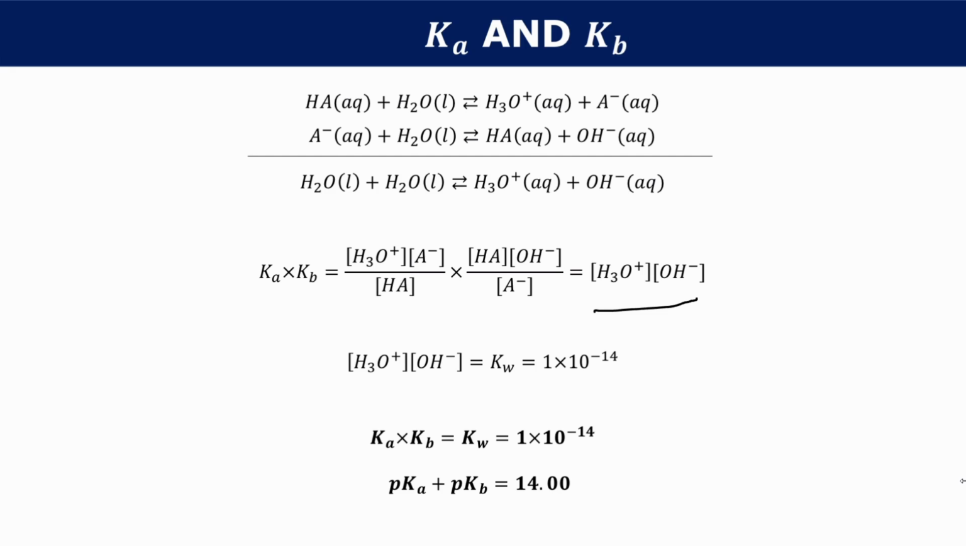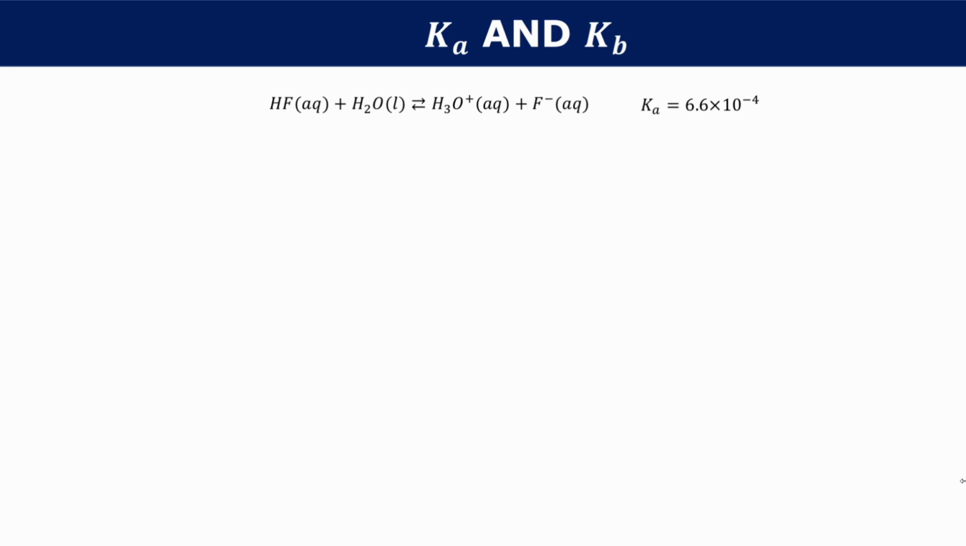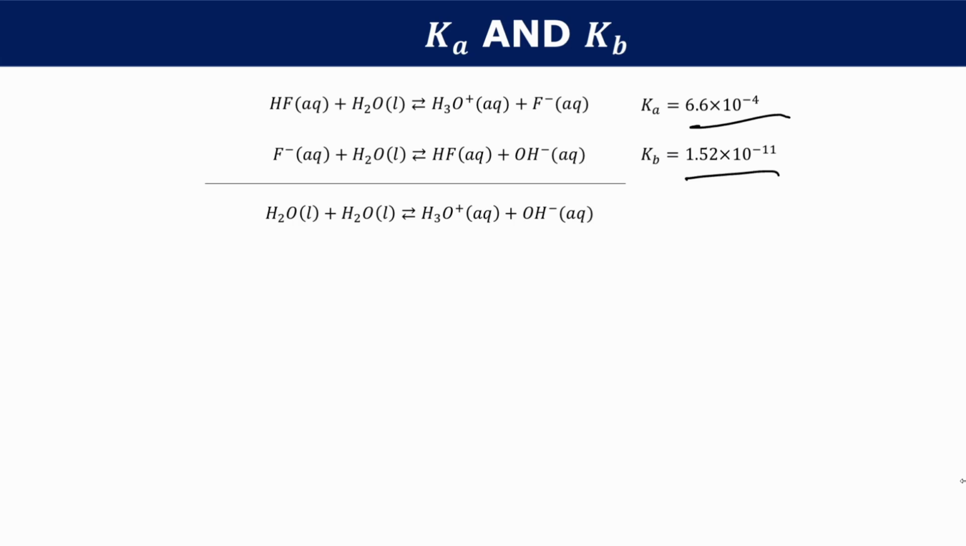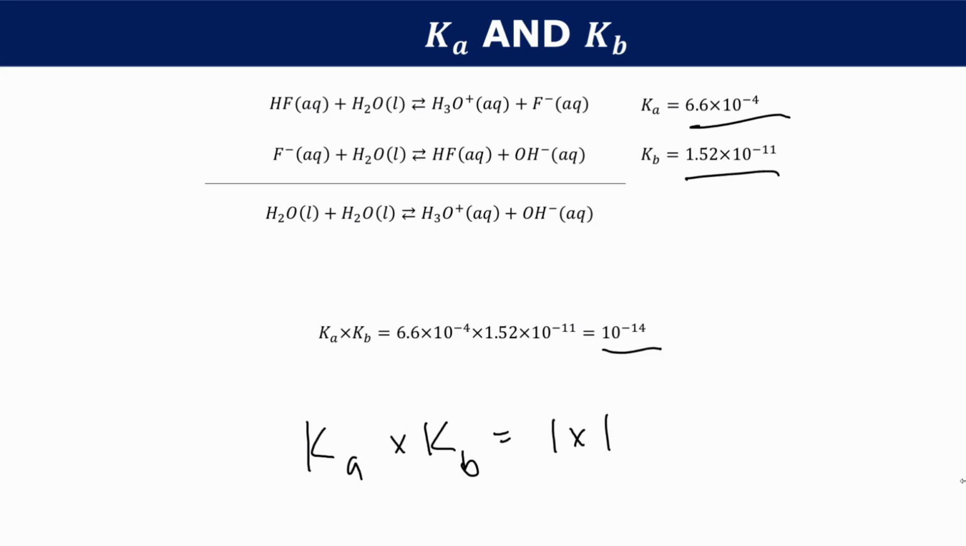We can see this in a real example if we look at hydrofluoric acid. So hydrofluoric acid, the Ka value for that is 6.6 times 10 to the negative 4th. And then the Kb value is going to be 1.52 times 10 to the negative 11th. And if we add these together, you get the autoionization of water. And if you multiply the Ka and the Kb values together, you get that it's going to be 10 to the negative 14th, as we saw before. So the relationship, again, is that Ka times Kb is going to equal 1 times 10 to the negative 14th.